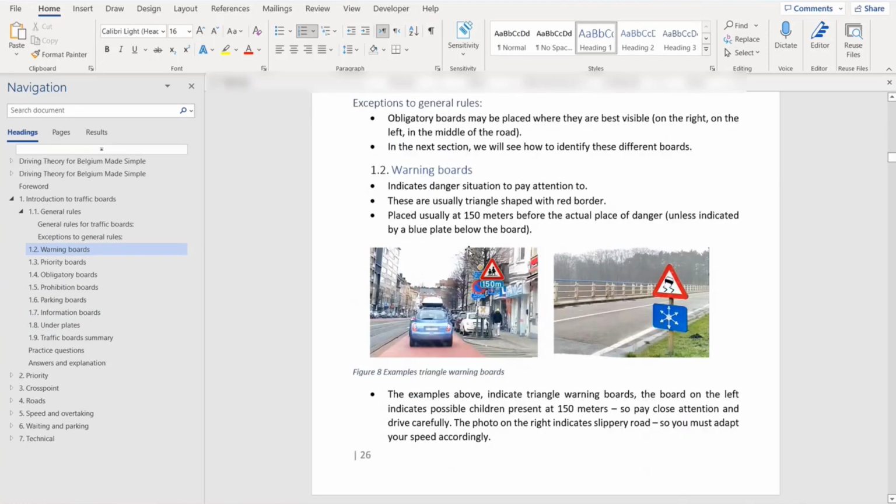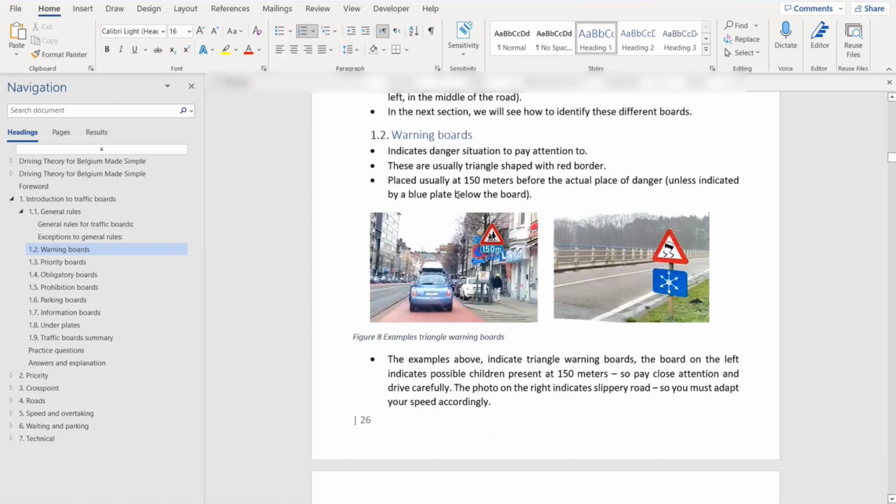So first we start with the warning board. A warning board indicates a danger situation to pay attention to. As I said, anything red is important, is kind of danger, is something you must pay attention to. So warning boards are usually triangular shaped with a red border. As you can see here, these are triangular shaped with a red border, placed usually 150 meters before the actual place of danger, unless indicated by a blue plate below the board.